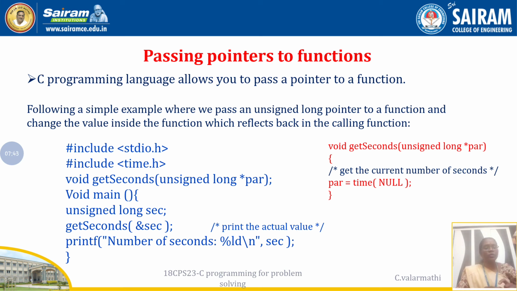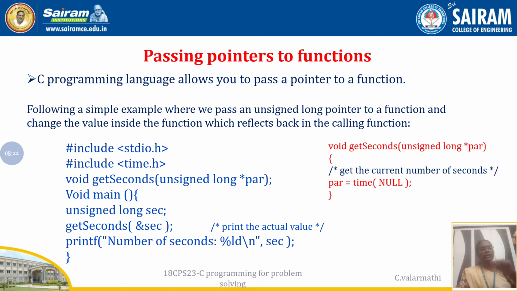In that, what is the prototype? void is the return type, getSeconds is the function name, and unsigned long *par, par is my pointer variable. That is nothing but an unsigned long integer pointer, which I am going to pass as an argument to that function. Then I have started void main, then some declarations are there. Then I have used getSeconds(&second). That means unsigned long second is passed as one of the arguments to getSeconds.